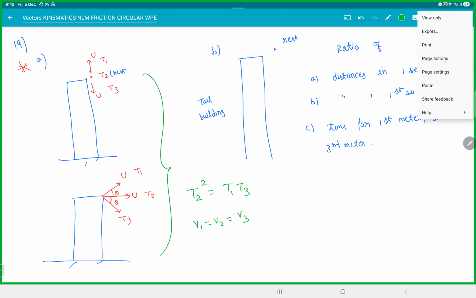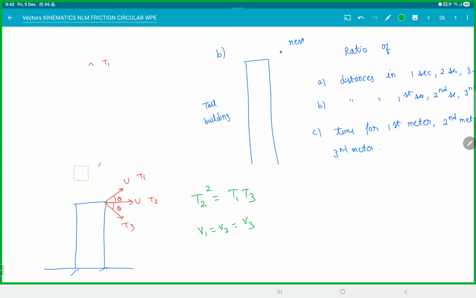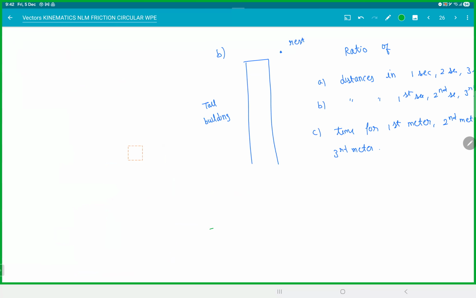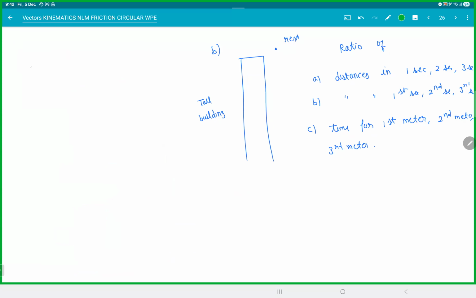Let's see. For the first one, distances in 1 second, 2 second: they will travel half g 1 square, half g 2 square, half g 3 square, and so on. So 1 square is to 2 square is to 3 square. For the second one, you're asking in the first second, meaning 1 minus 0, 2 minus 1, 3 minus 2, and so on. That is 1 square, 2 square minus 1 square, 3 square minus 2 square, and so on. So this will come out to be 1, 3, 5, 7.